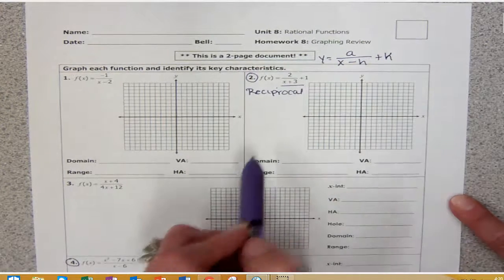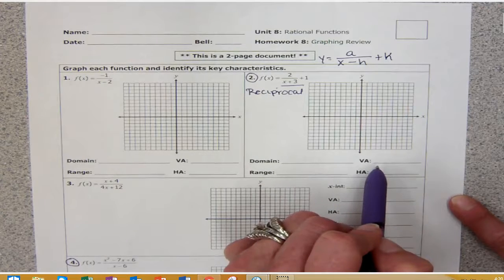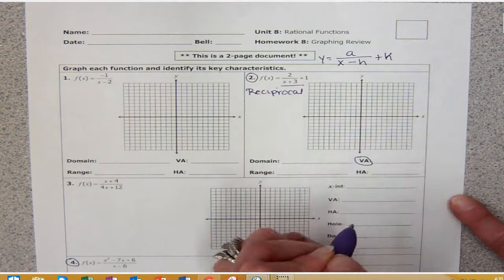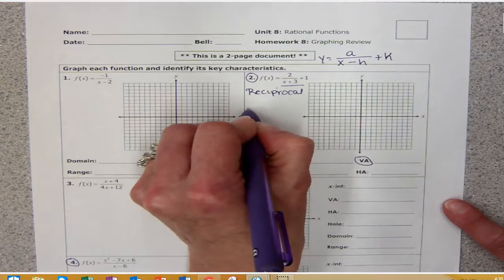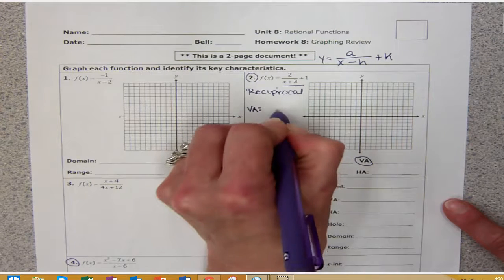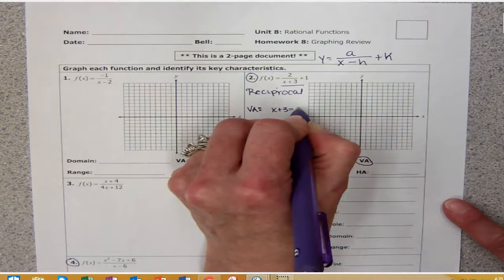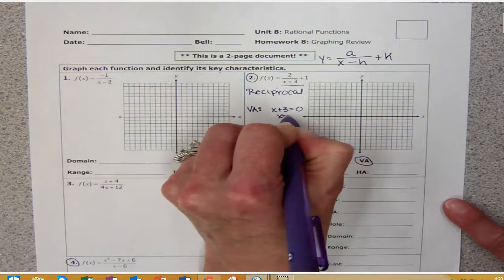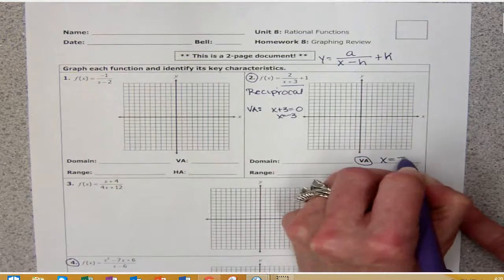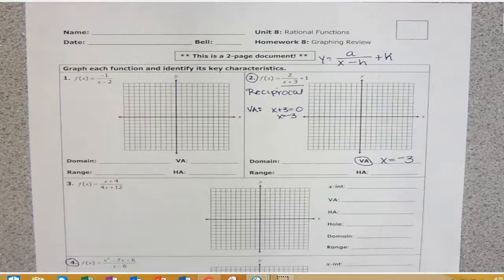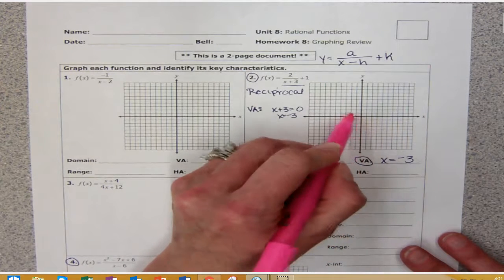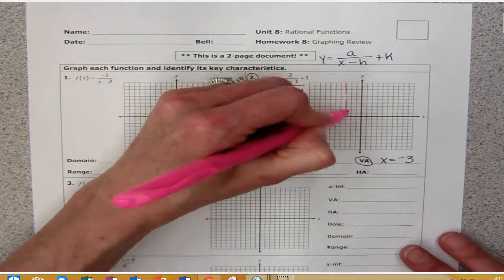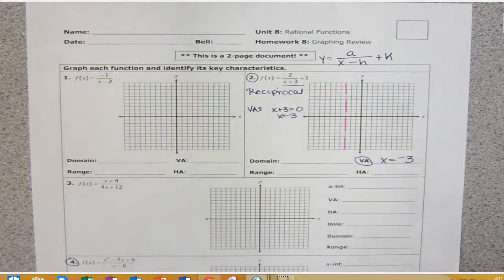So when I look at this, let's do our vertical asymptotes first. Our vertical asymptote is going to be where the denominator cannot equal 0. So we're going to take our denominator and say x plus 3 cannot equal 0. So we've got x equals -3 as our vertical asymptote. When I graph that, it's going to look like a vertical line at -3, where x equals -3. Remember, when we're talking about asymptotes, we're talking about lines, so we don't need a y-coordinate. So we know that that's one boundary.